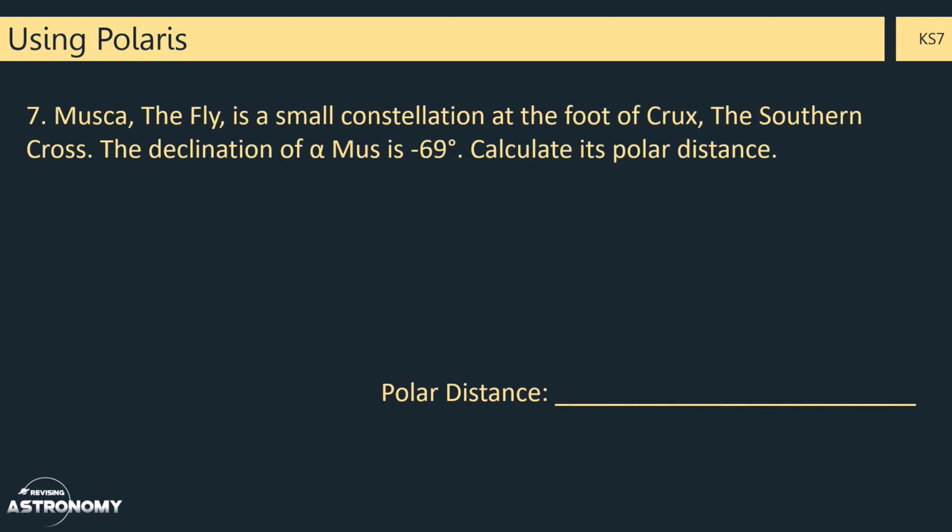Musca the Fly is a small constellation at the foot of Crux, the Southern Cross. The declination of Alpha Muscae is minus 69 degrees. Calculate the polar distance. So again, we're going to do exactly the same thing that we would do for the southern celestial pole. So again, it will just be 90 minus the 69. So that is going to be 21 degrees away from the pole.